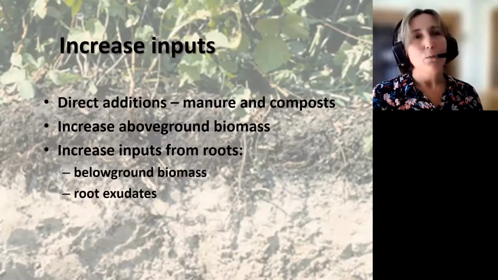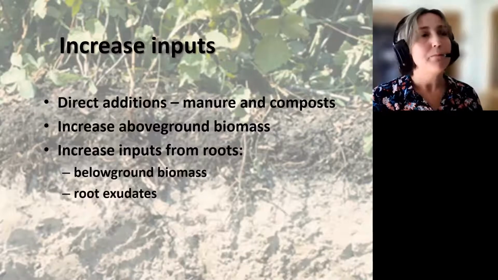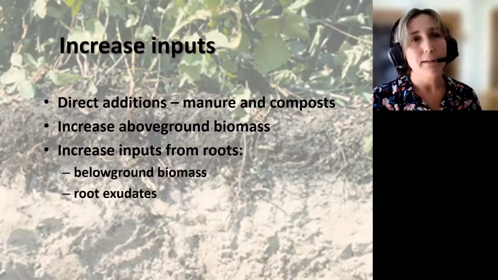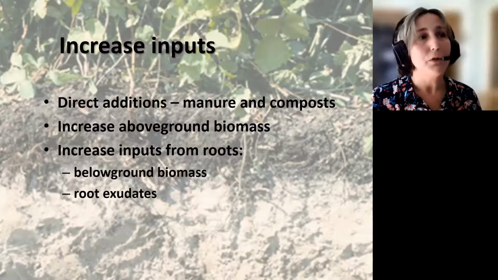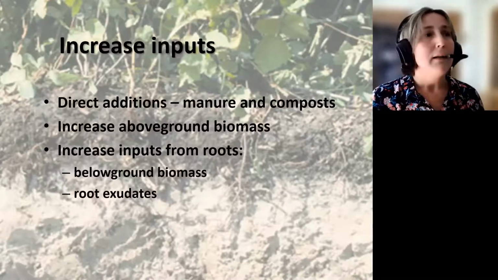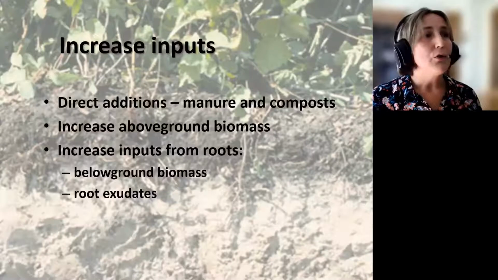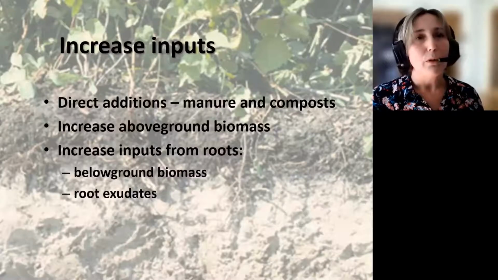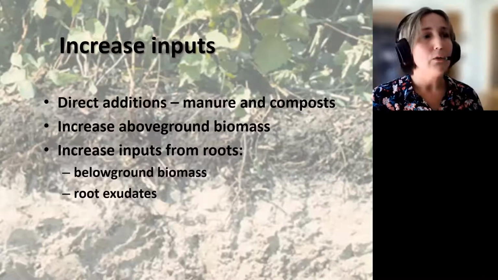So let me start with increasing the inputs. Here are just three main things I want to mention. The most straightforward are direct additions of organic material to soil, manure and compost. Increasing the above ground biomass, right? Because that also can get into the soil and contribute to carbon storage. And increasing inputs from below ground sources: below ground biomass, rhizodeposits, and root exudates.